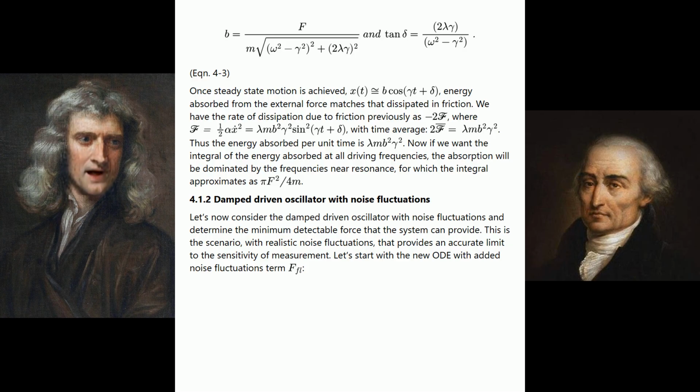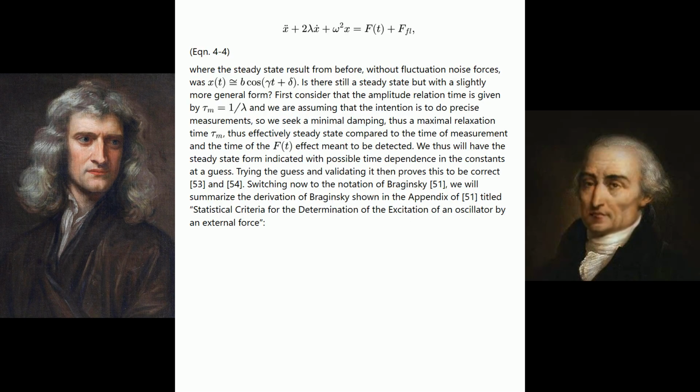For point 1.2, damped-driven oscillator with noise fluctuations. Let's now consider the damped-driven oscillator with noise fluctuations and determine the minimum detectable force that the system can provide. This is the scenario with realistic noise fluctuations that provides an accurate limit to the sensitivity of measurement. Let's start with the new ODE with added noise fluctuations term F sub f of t, see equation 4-4, where the steady-state result from before, without fluctuation noise forces, was x of t approximately equals b the cosine of gamma t plus delta. Is there still a steady state but with a slightly more general form?